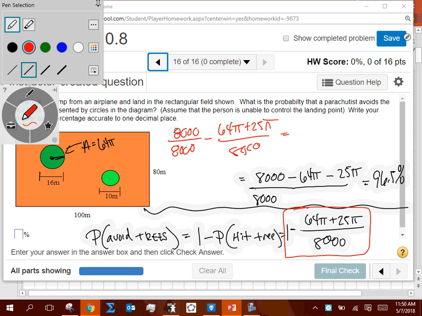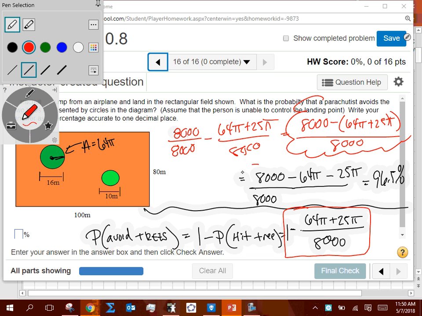Now that I have those common denominators, can I do the work with the numerators? Now I'm subtracting a quantity, so I need to put parentheses around those things. But is that thing right there exactly the same as what we have right here in black? Is 8,000 minus the quantity of 64 pi plus 25 pi the same thing as 8,000 minus 64 pi minus 25 pi? Yeah. Okay. So 1 minus hitting the tree is the exact same thing as avoiding the tree. So you've got two approaches there.